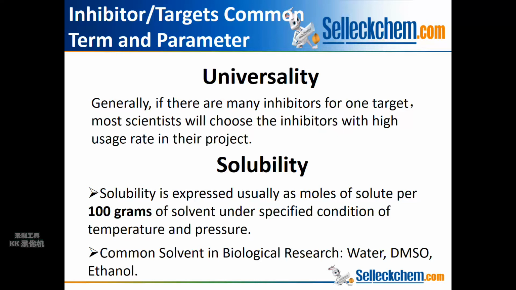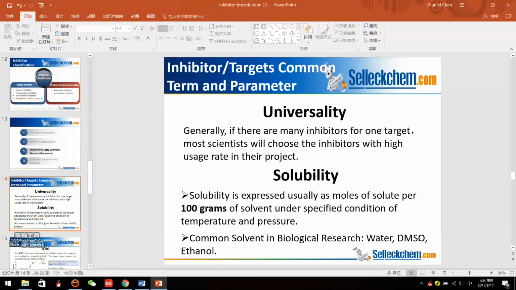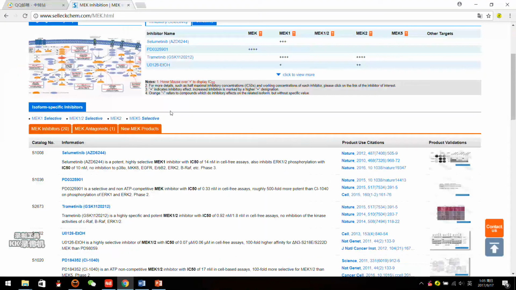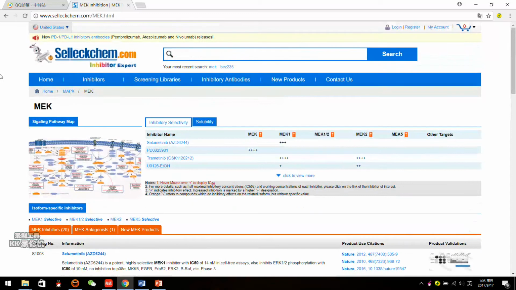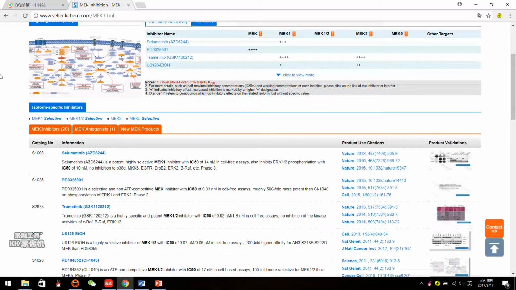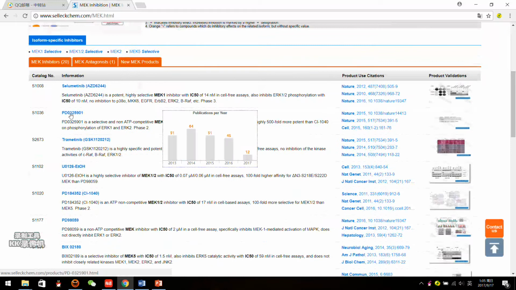For example, a customer would like to choose an inhibitor for MEK. We could visit the page about the target of MEK. Then we could put our mouse on the name of product, just like this. A bar chart about publication over the past 5 years will jump out. This data is from NCBI. It is authoritative.